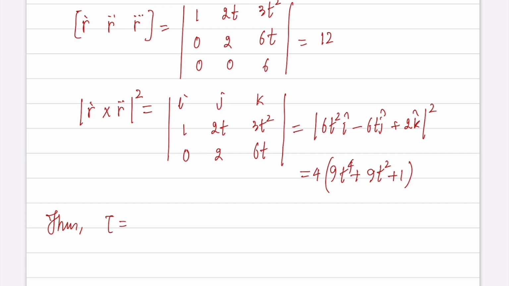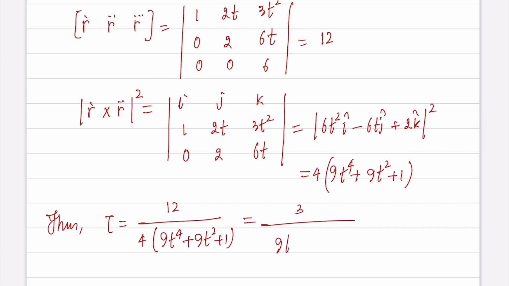Thus torsion is equal to this scalar triple product, that is 12, divided by 4 into (9t⁴ plus 9t² plus 1). So this is 12 by 4, that is equal to 3. So 3 divided by (9t⁴ plus 9t² plus 1), that is the required torsion.